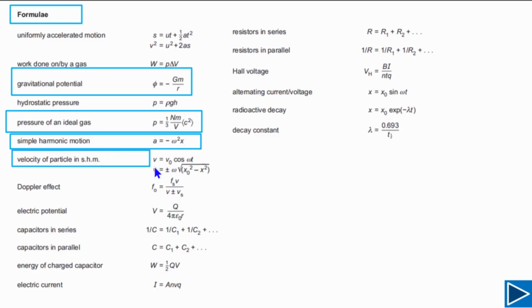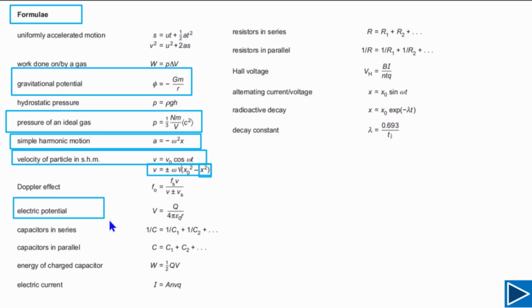Next one is about velocity of a particle in simple harmonic motion. If you need to calculate velocity at any given time, you can use this one. But if you need to calculate velocity at any given displacement, you can use this one. x here is the displacement, x naught is the amplitude and omega is the angular frequency.